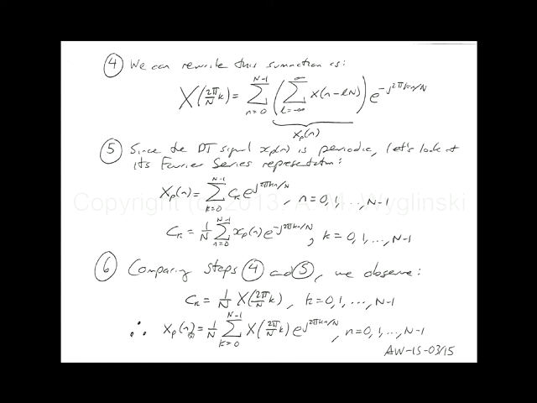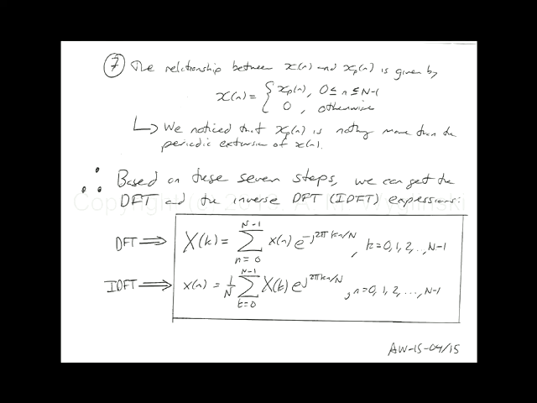This is actually really powerful, because now we know that this x_p of n is equal to 1 over N, sum over k equals 0 to N minus 1, X of 2 pi n k, e to the j 2 pi k n over N. n ranges from 0 to N minus 1. And with a little bit more mathematical manipulation, what we get at the end of the day are the analysis and synthesis equations for the discrete Fourier transform.